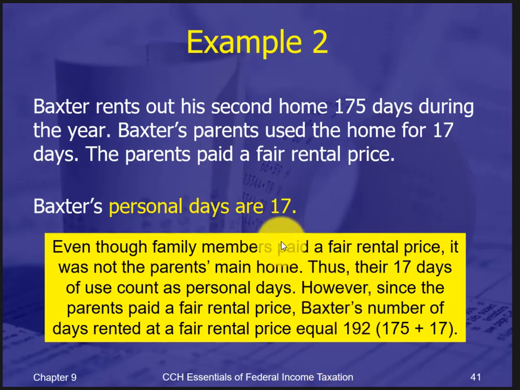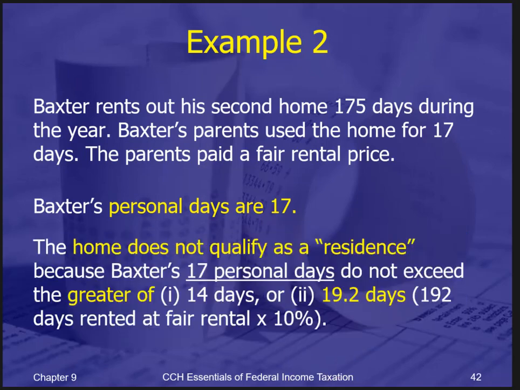So now you're dealing with 192 days. So it's not a residence because the 17 personal days are not over 19.2. Remember, it was the greater of these two, 14 days or 10%, and 10% in this case is higher. So we're not over that, so this is not a personal residence. So we would not have to allocate these expenses. They would all be rental, okay?